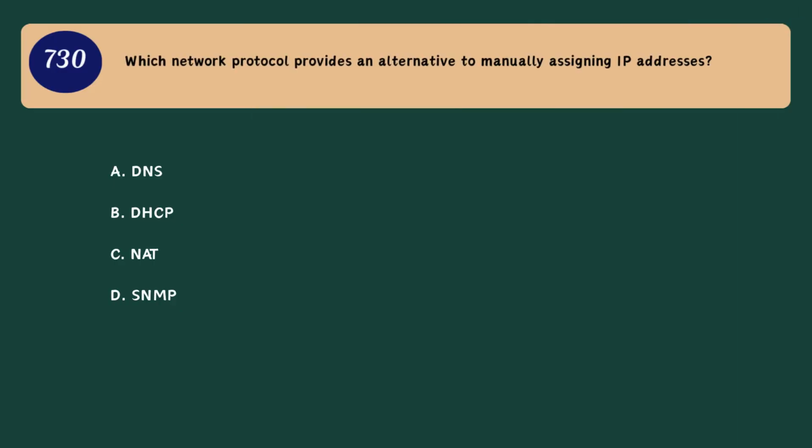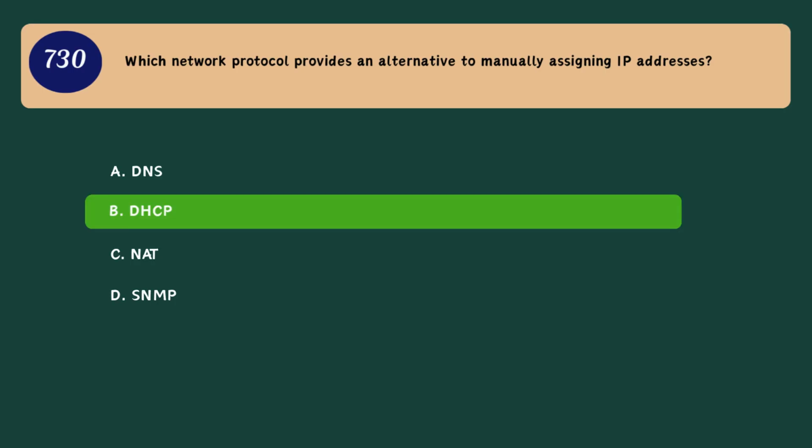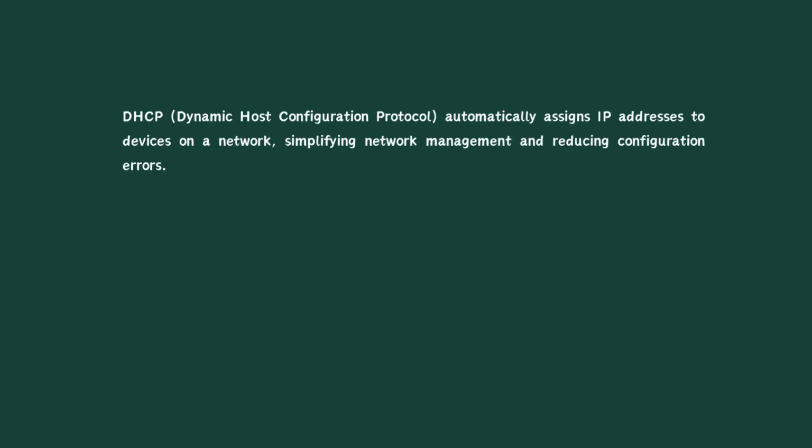Question 730. Which network protocol provides an alternative to manually assigning IP addresses? A. DNS. B. DHCP. C. NAT. D. SNMP. Correct answer. B. DHCP. DHCP, Dynamic Host Configuration Protocol, automatically assigns IP addresses to devices on a network, simplifying network management and reducing configuration errors.